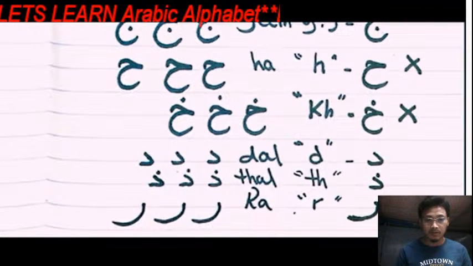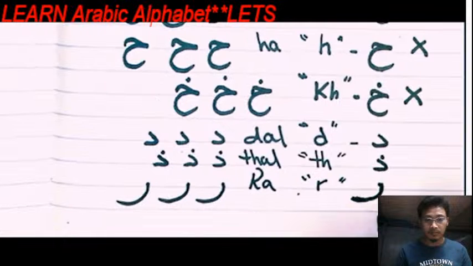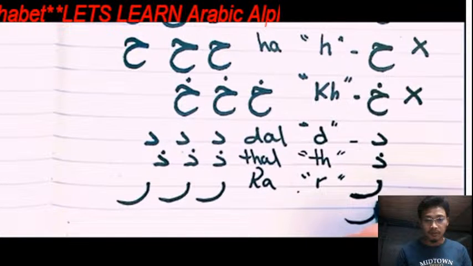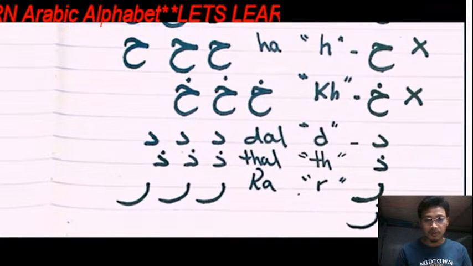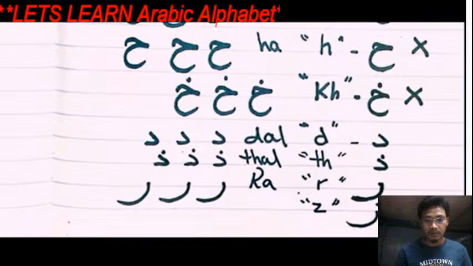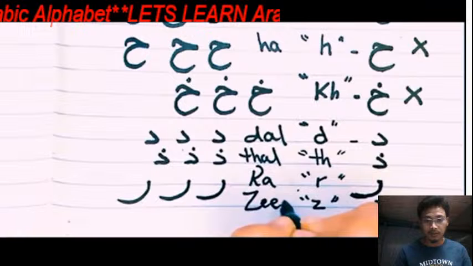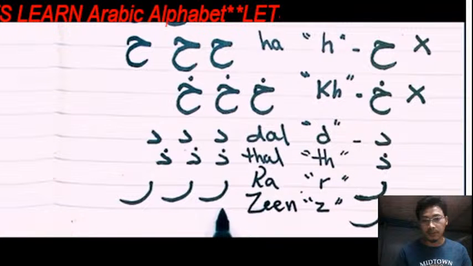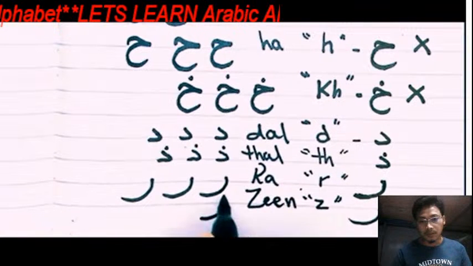There is another letter with a dot, exact same shape as ra. Zeen, and you can refer to it as Z, as in the word zoo. Same way, you start from the top and you go down.